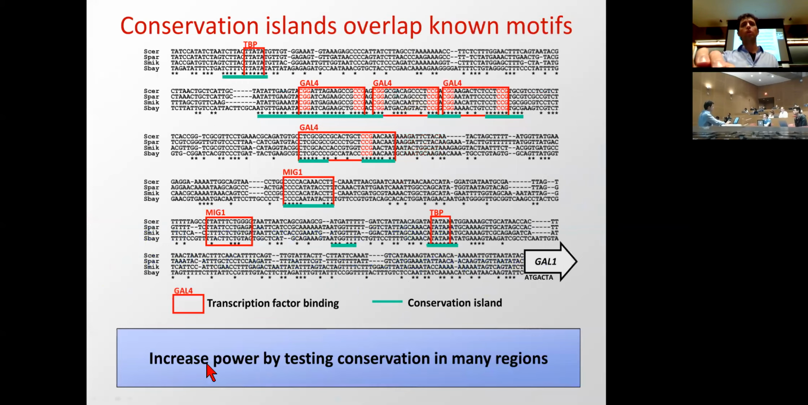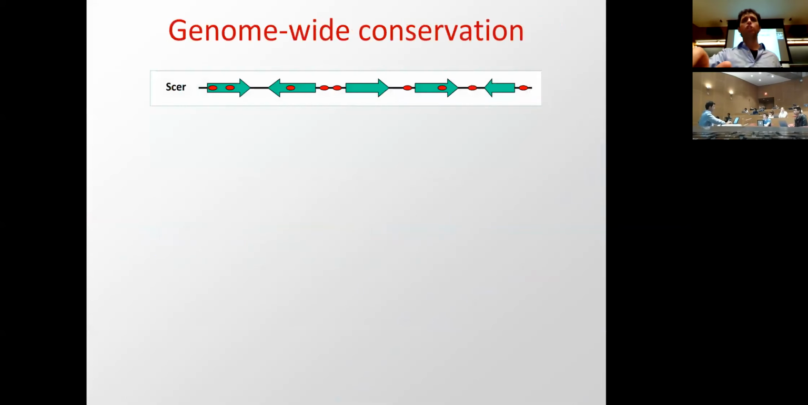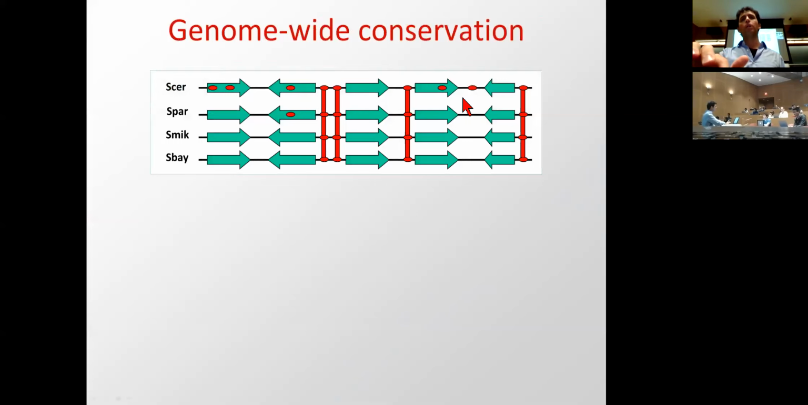So basically what we're going to do is increase power by testing the conservation in many regions. So if I have CGG, CCG, CGG, CCG, CGG, CCG in many, many different places across the genome, together they will gain more power. So the idea is that I'm going to be testing genome-wide conservation, taking all instances of a particular k-mer and then asking how often is that instance conserved. And for those k-mers that are conserved more than others, I'm simply going to get a higher genome-wide conservation score, and then they will perhaps be more likely to be regulatory motifs.